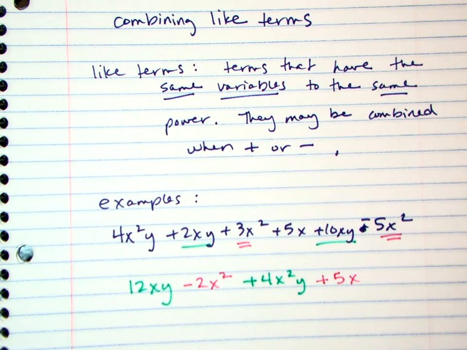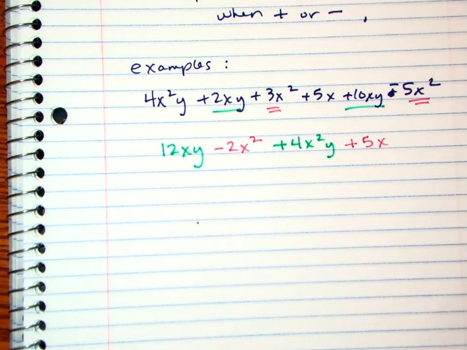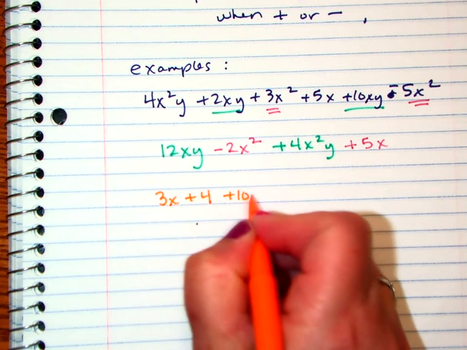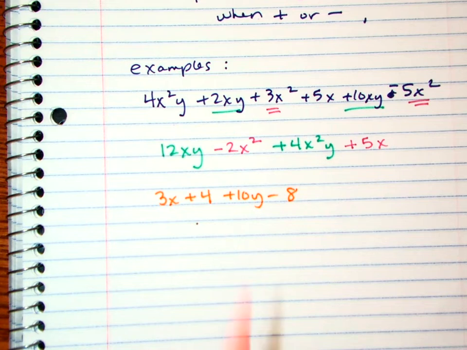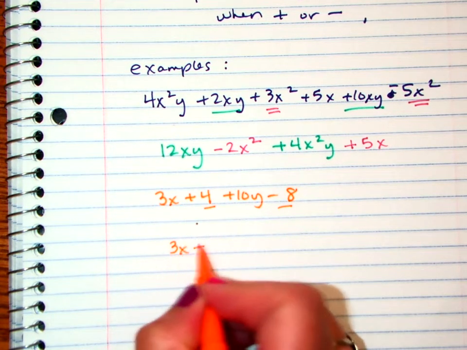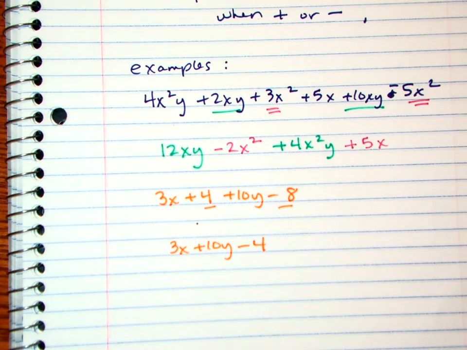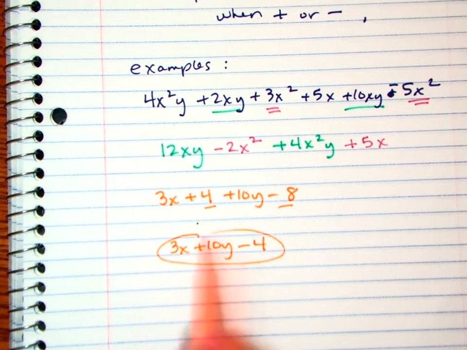So then here's an example of one where we might not be able to add quite as many things. So if I had something like this, where I have 3x plus 4 plus 10y minus 8. So the only like terms I have here are this 4 and the -8. So I just write 3x plus 10y again, and then 4 minus 8 is -4. Okay, again, doesn't matter what order it's in, but I can combine that, and that would be the final way I could write it.